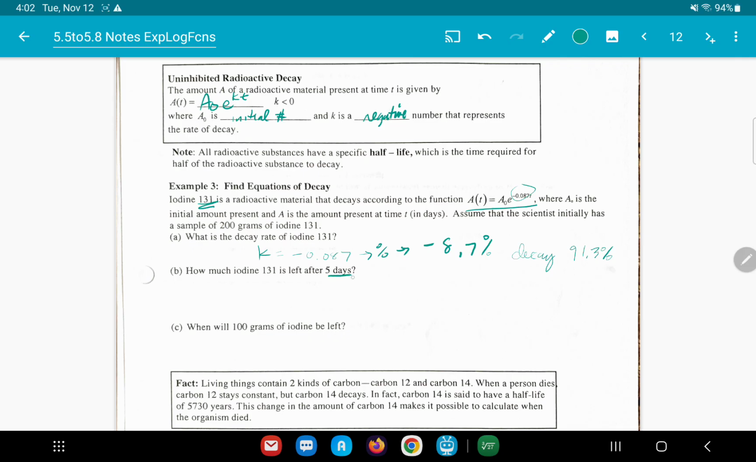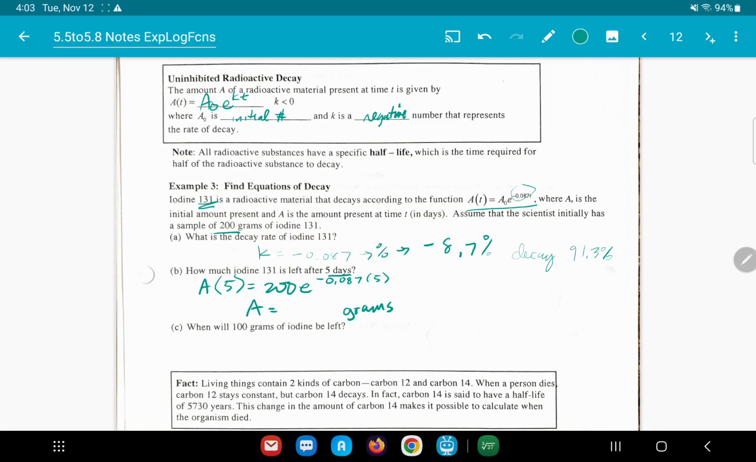In 5 days' time, that's going to be our t. So we can put that into our formula. Since we have an initial sample of 200 grams, I'm going to say A of 5 days is equal to 200 grams times e to the negative 0.087, and we're multiplying that by 5. Just plug that into your calculator and solve for that amount. Remember, round to the nearest hundredth. We're talking about grams, so go ahead and find that value on your own.